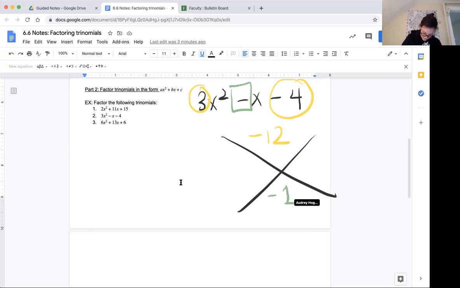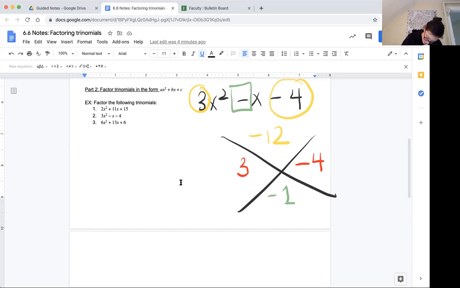Okay, and now we want to think of numbers that multiply to negative 12 and add to negative 1. So negative 12 times 1, that won't add to negative 1. 2 times 6, that won't work. 3 times 4, that seems promising. So if I have 3 times 4, and I want a negative 12 and a negative 1, I'm going to have 3 times negative 4, because 3 times negative 4 will equal negative 12, and 3 plus negative 4 will leave me with negative 1.